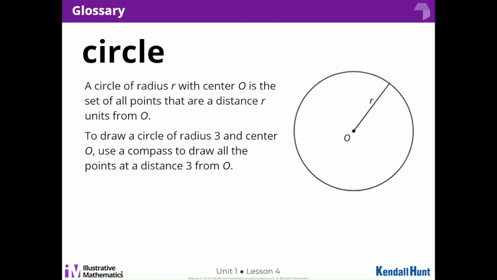For the glossary terms in this lesson, we have circle. A circle is a line where every point on the line is the exact same distance from the center point. That distance from the center point to any point on the line is called the radius. For example, if we have a radius of 3, then that means every single point on that circle is 3 away from the center.